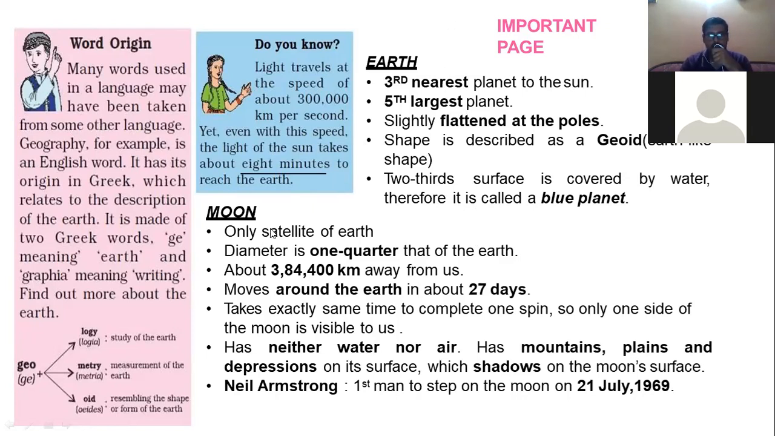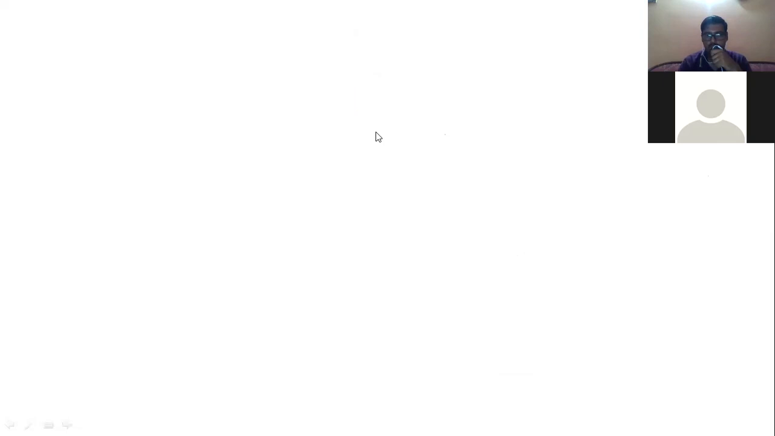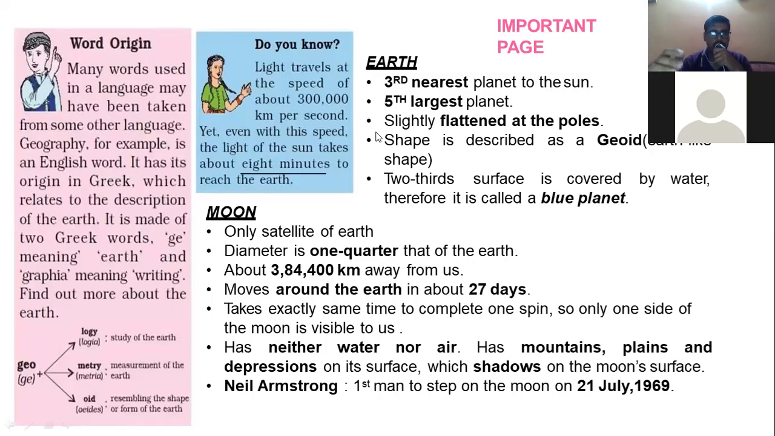Moon is the only satellite of the Earth. The diameter of the moon is one-fourth of Earth. If we cut the Earth into two halves, one half of that diameter is the moon, about 84,400 kilometers away from us. This particular is the distance.